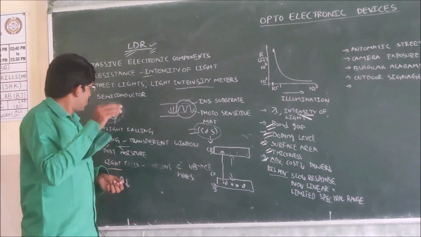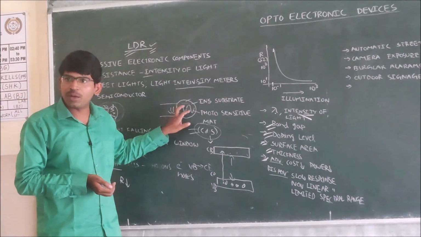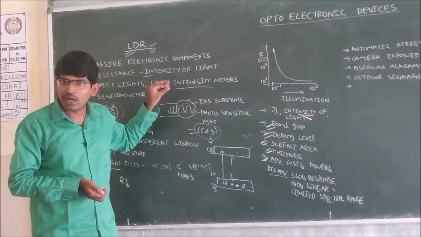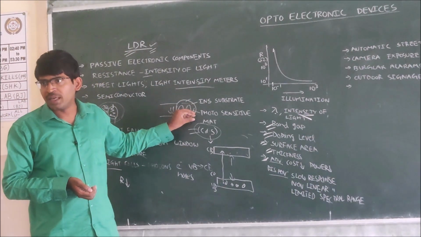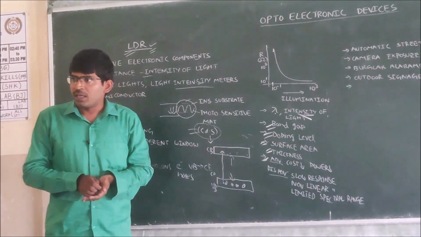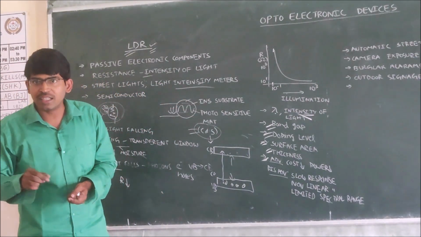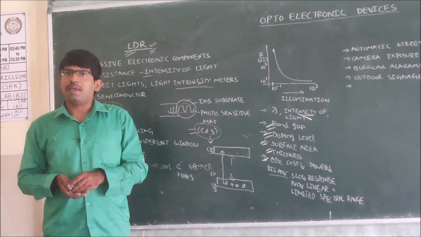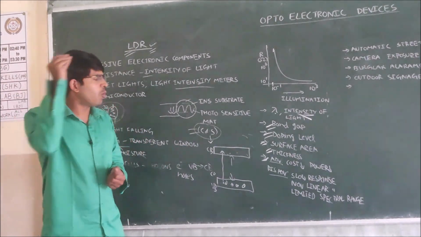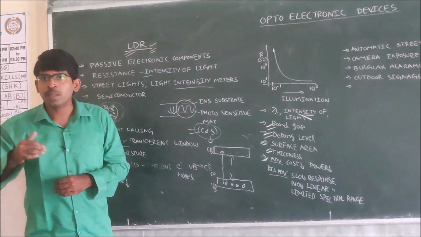Okay. So if more light is falling on this cadmium sulfide, then the resistance of this LDR is low. Very good. If the intensity of light falling on this cadmium sulfide is very less, then the resistance is high. This is the simple principle. If more light falls, then the resistance is low. If less light falls, then the resistance is high.